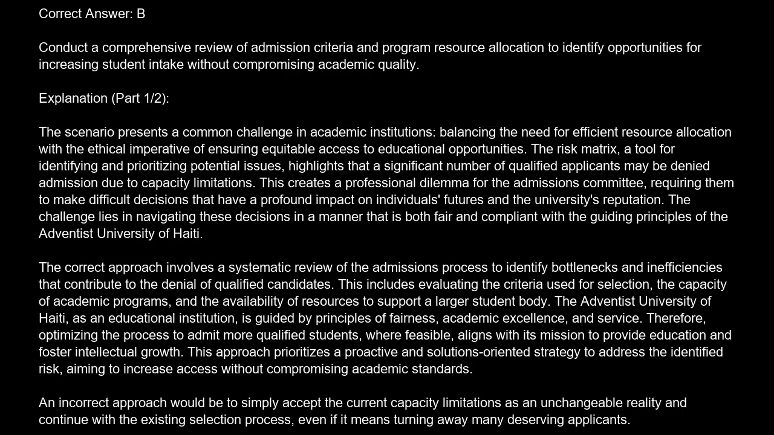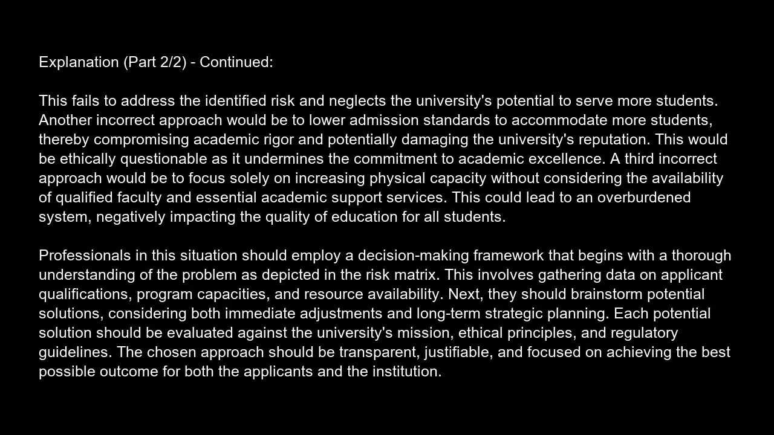compromising academic standards. An incorrect approach would be to simply accept the current capacity limitations as an unchangeable reality and continue with the existing selection process, even if it means turning away many deserving applicants. This fails to address the identified risk and neglects the university's potential to serve more students. Another incorrect approach would be to lower admission standards to accommodate more students, thereby compromising academic rigor and potentially damaging the university's reputation. This would be ethically questionable, as it undermines the commitment to academic excellence.